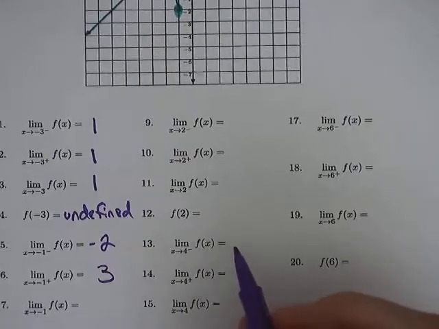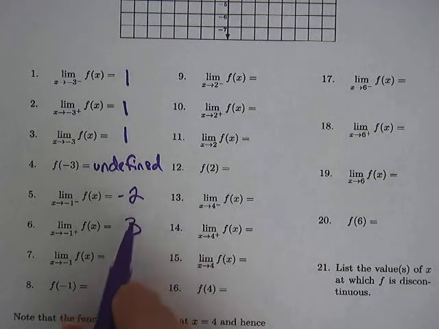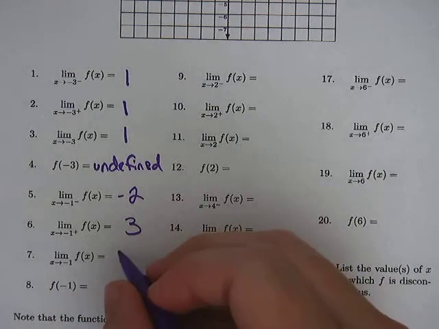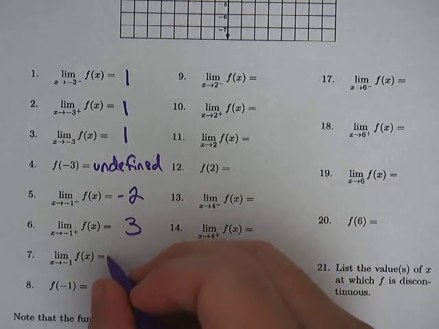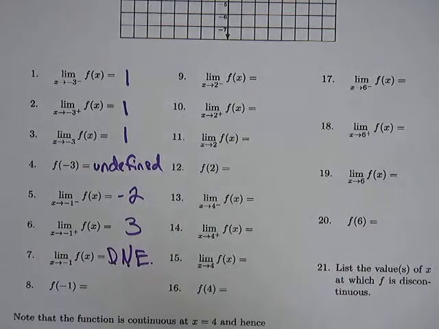Now, like I said earlier, in order for there to be a limit as x approaches -1 of the function, these 2 values have to be the same as you approach from left and right. Since they do not, we're going to say this is DNE, does not exist. There's no limit.